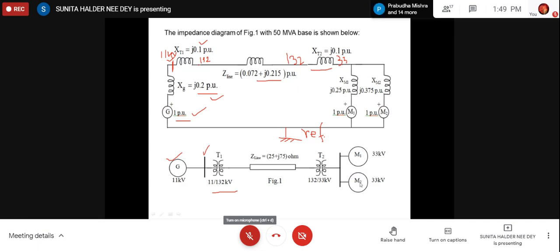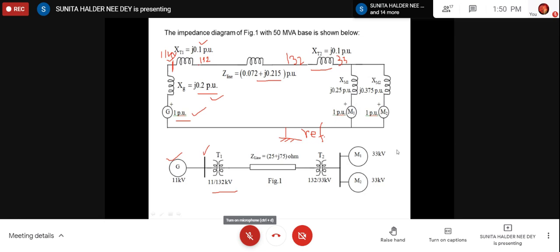Then there are two motors. These two motors are in parallel, obviously. Then for motor M1, all are synchronous motors. So voltage behind the reactance. So this is the reactance. Behind the voltage is 1 per unit.